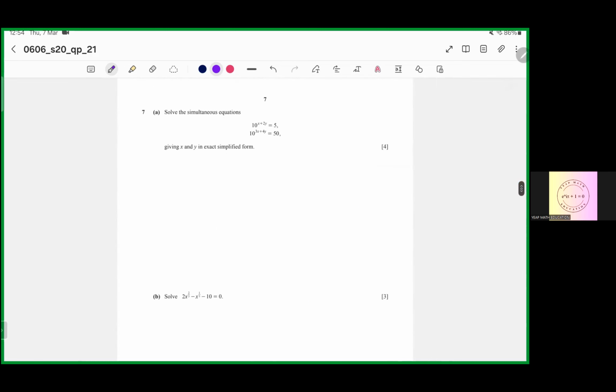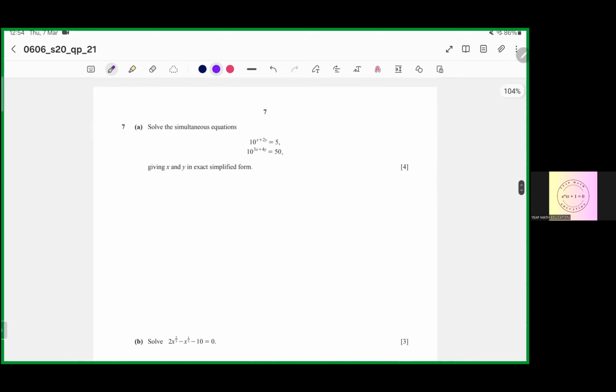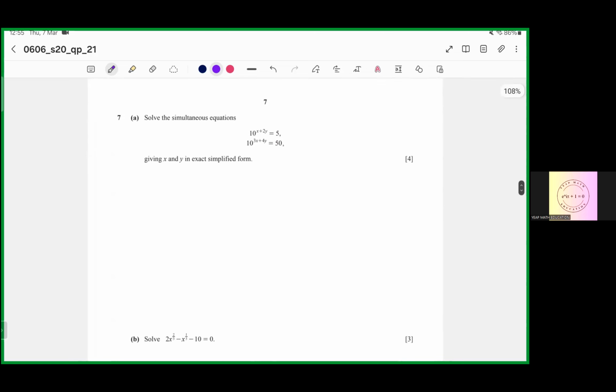Now we look at question 7. Question 7a is to solve the simultaneous equations, giving x and y in simplified surd form. Because we see this question, we can solve it the easiest way.